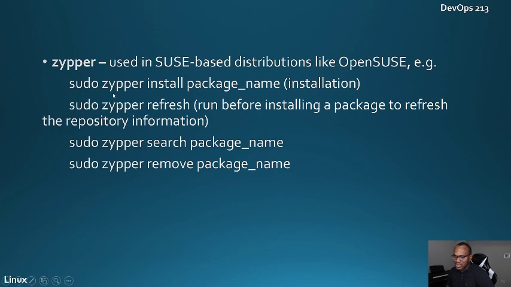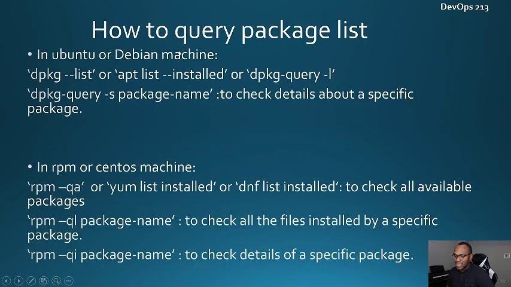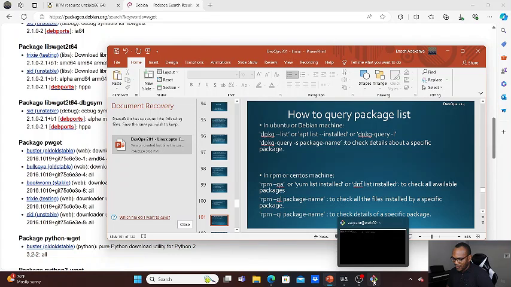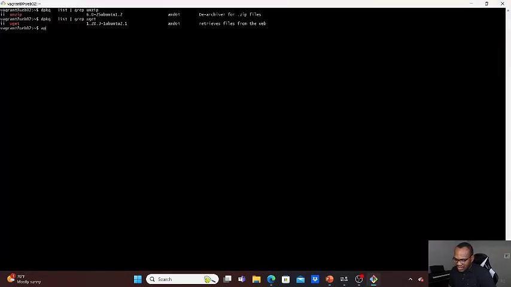So if you are using OpenSUSE, you'll be using zypper install with the package name, so on and so forth. So that's that. And how do we query the package list in Ubuntu or Debian? You can use dpkg --list or apt list --installed. Let's try that. Apt list --installed.